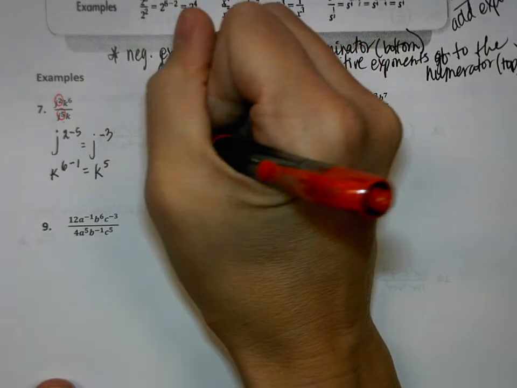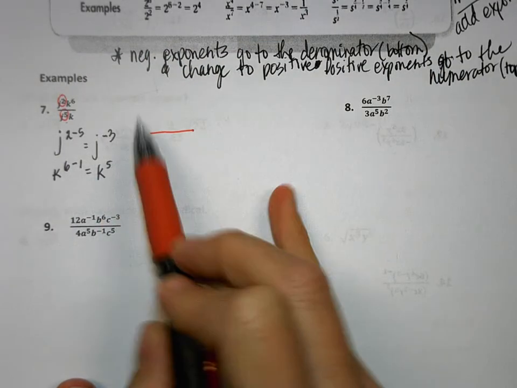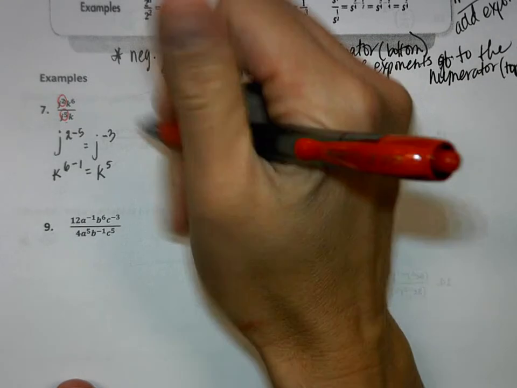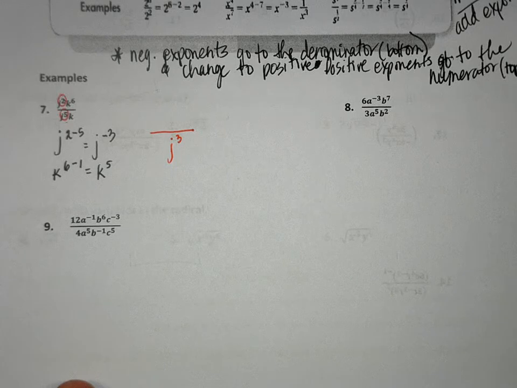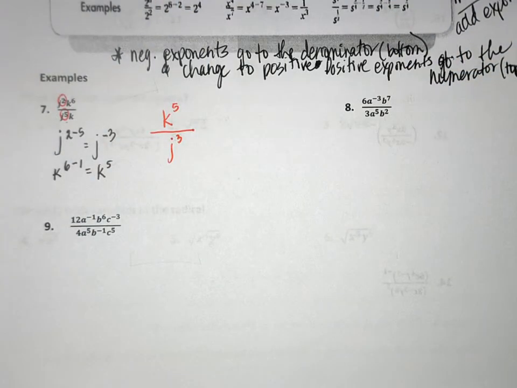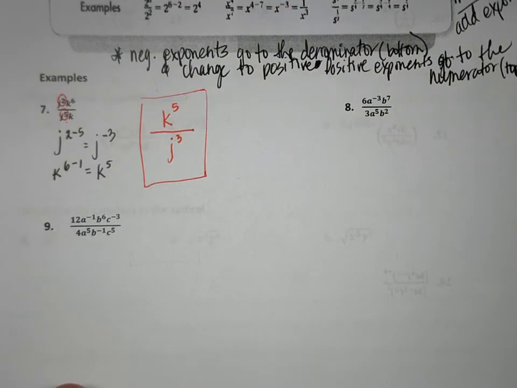Now, over here, we're going to write these as a fraction. Do you see how J to the negative 3rd is a negative? So that's going to go to the denominator and become positive. So on the bottom, I'm going to have J to the 3rd power. K to the 5th is positive, so that is going to go to the numerator and stay positive. And that's my answer. Okay, do you have questions? Okay, we're going to do 8 together, and then you're going to try 9 on your own.